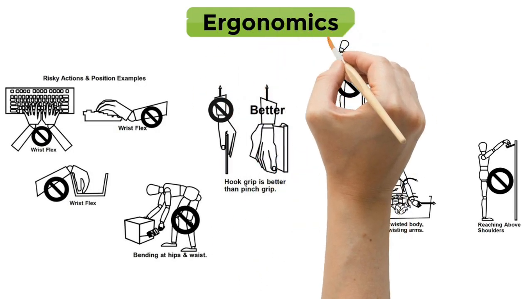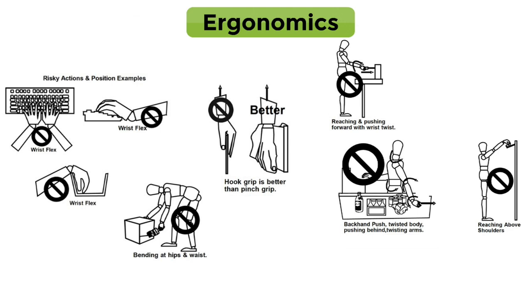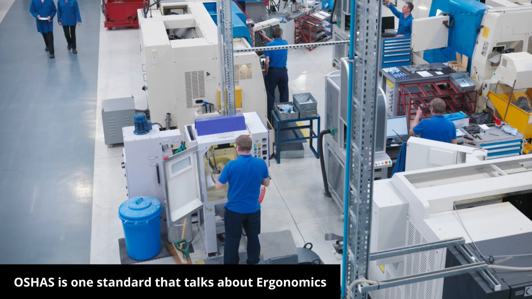I am sure you can understand that the people who are designing the manufacturing cells or work areas have to be aware of ergonomics as a serious subject. They should refer to the recommendations of bodies that have done some good research into this area. OSHA is one standard that talks about ergonomics.